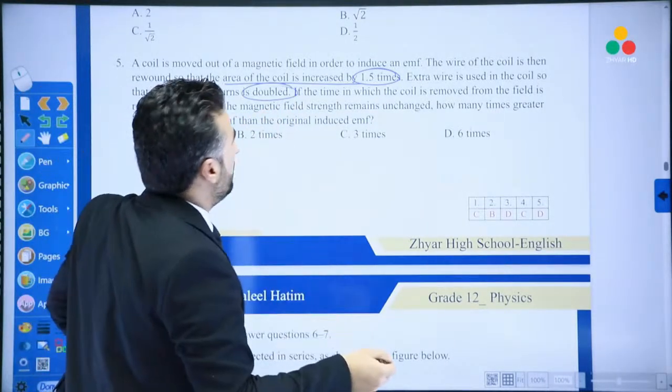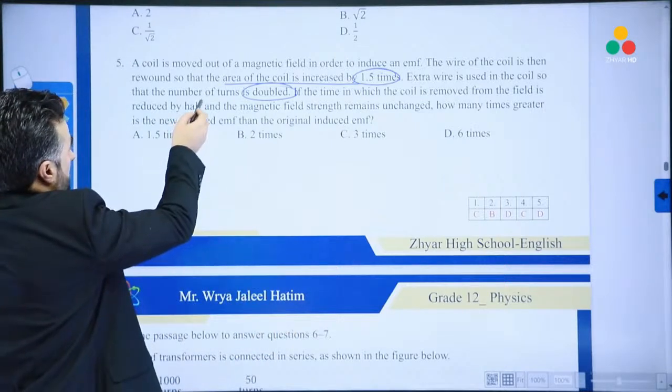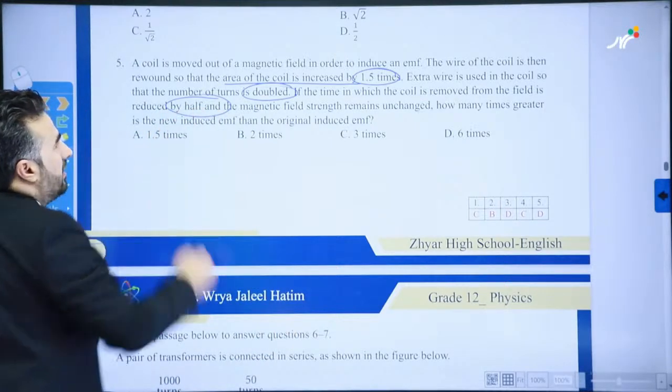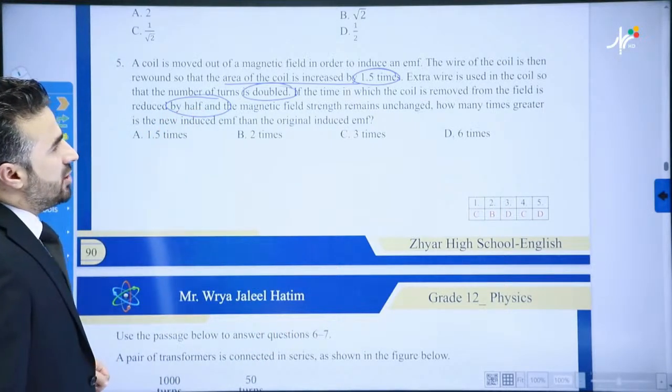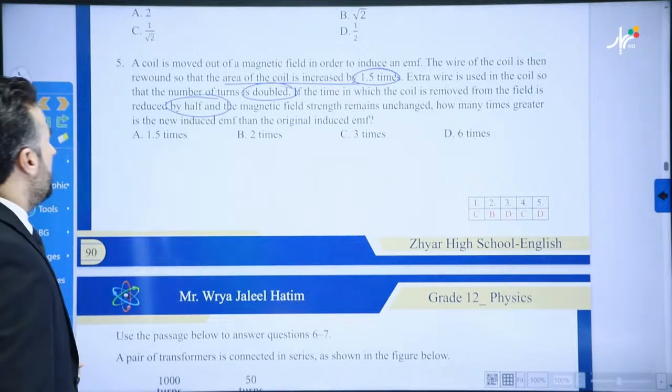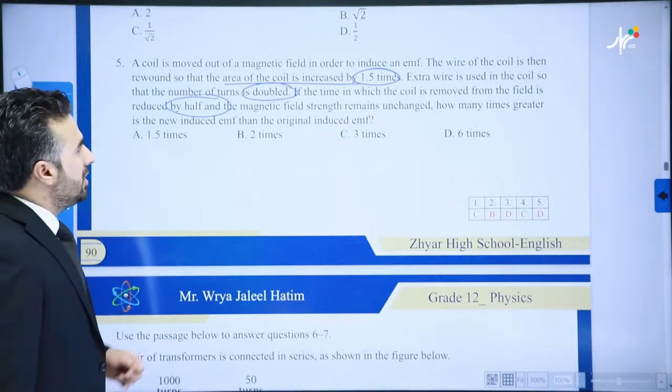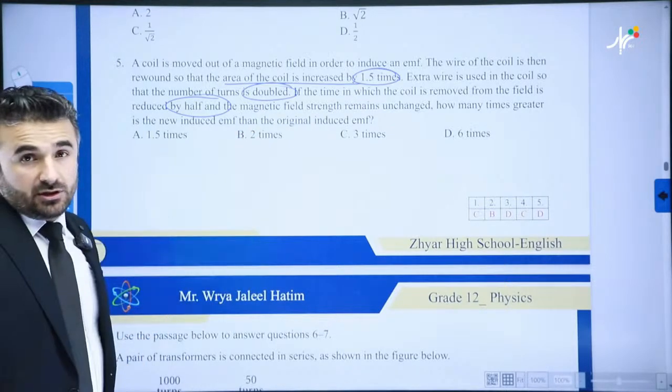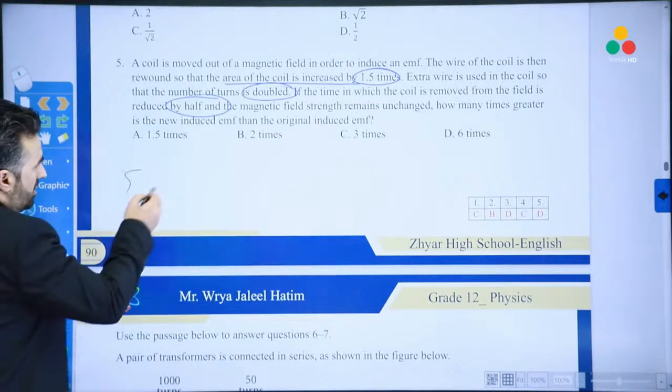Okay, the time in the coil moved from the field, and all that. The time is reduced by half. The magnetic field strength remains unchanged. How many times greater is the new induced electromotive force than the original electromotive force here? By the way, here's the equation that we need to use.